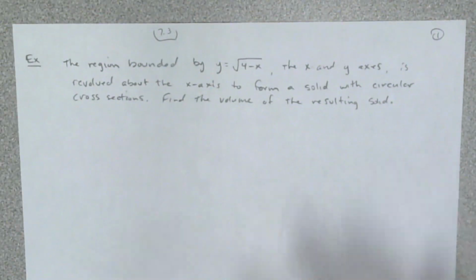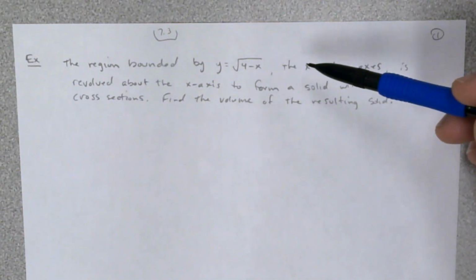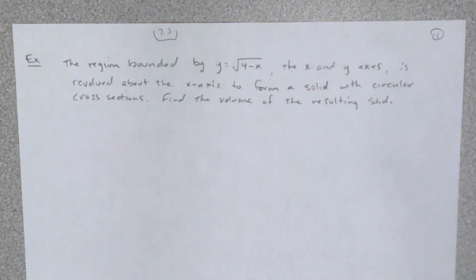So, here we go. The region bounded by the graph y equals the square root of 4 minus x, the x-axis and the y-axis, is revolved about the x-axis to form a solid with a circular cross-section. Find the volume of the resulting solid.